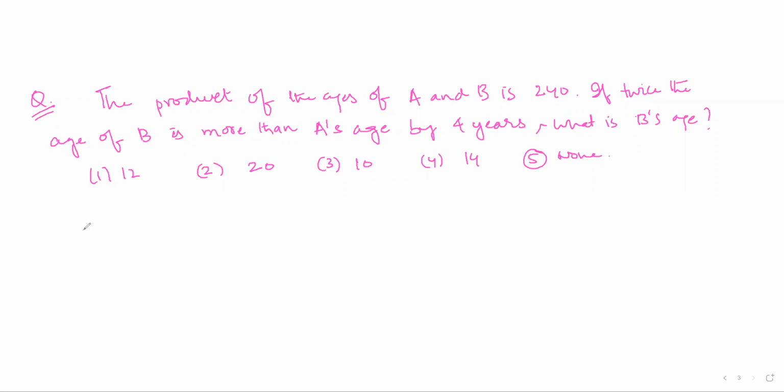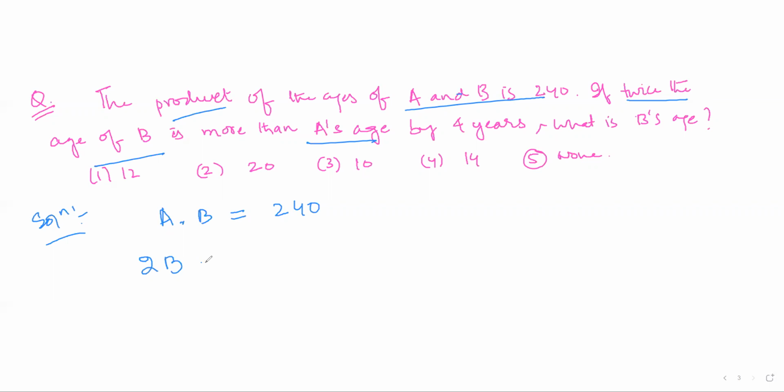Okay, give it a try. The product of A and B is 240, right? Then twice the age of B, that is 2 times B, is more than A by 4 years. So twice B minus A is 4 years, right? Now, from the equations, you have to find B's age. That's all.